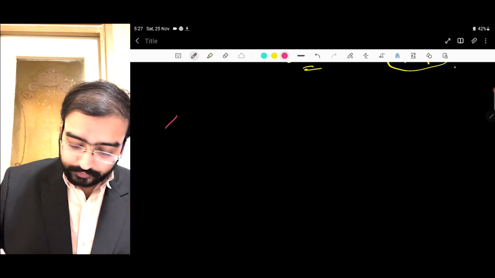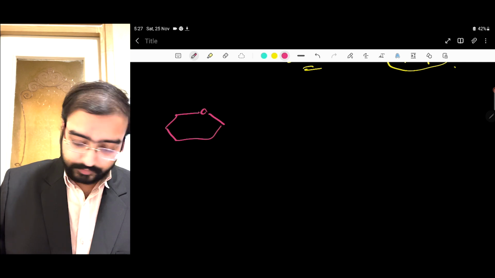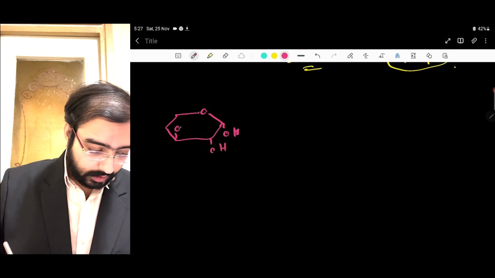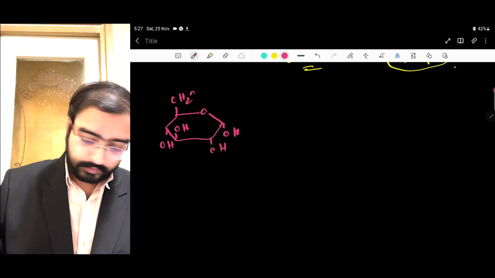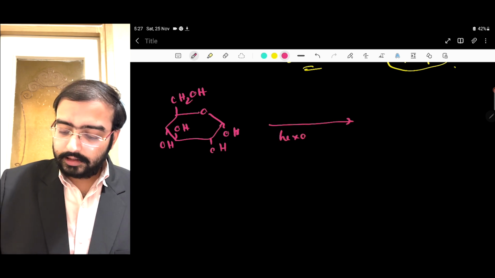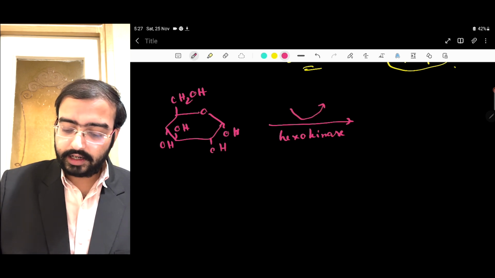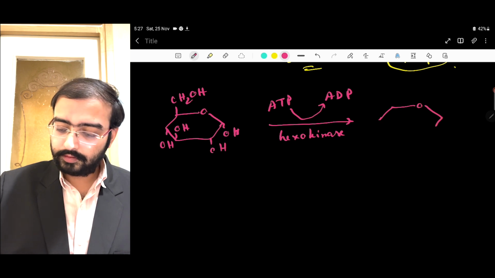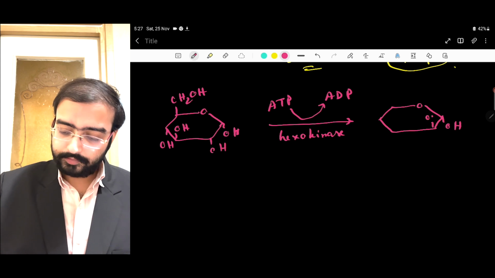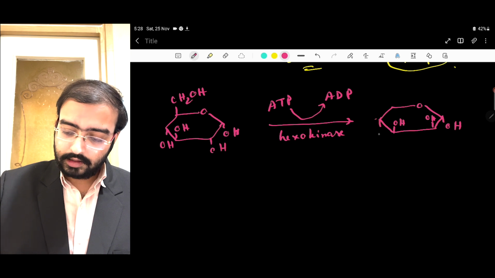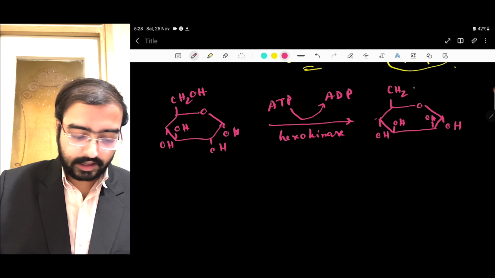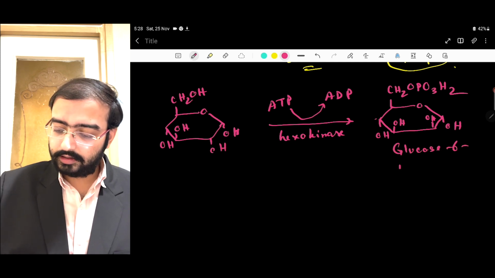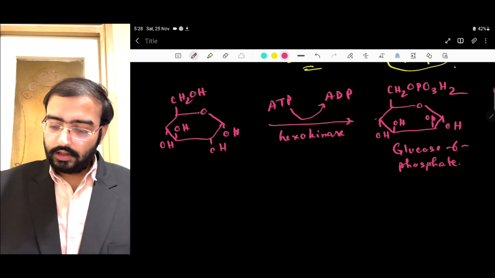Okay, so first we have glucose, OH, and CH2OH. By the action of enzyme hexokinase, and ATP being converted into ADP, glucose is converted into glucose 6-phosphate. Here the phosphate group adds on, CH2OPO3H2. This is glucose 6-phosphate. So here is the phosphate group, you can see.